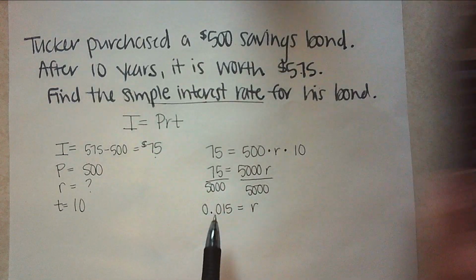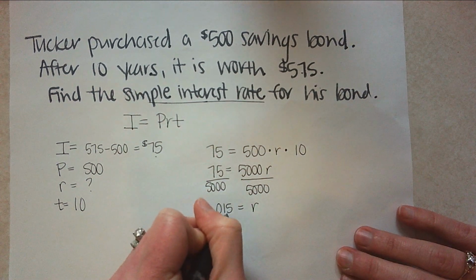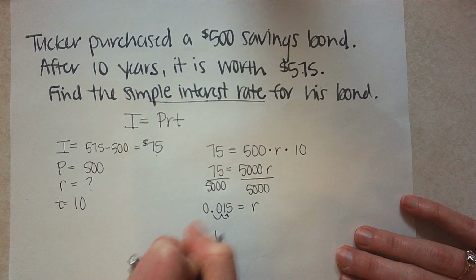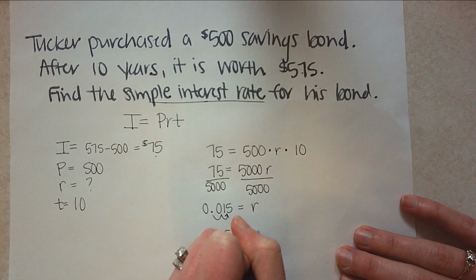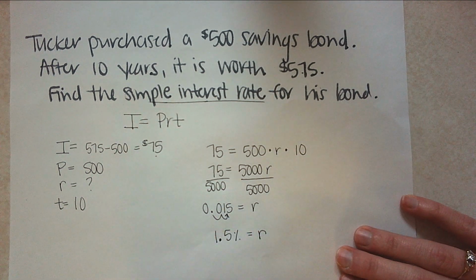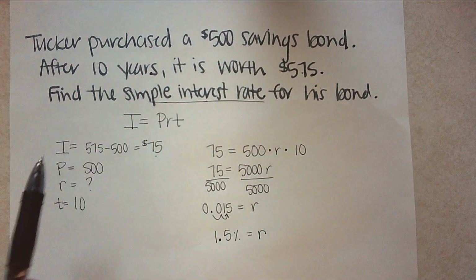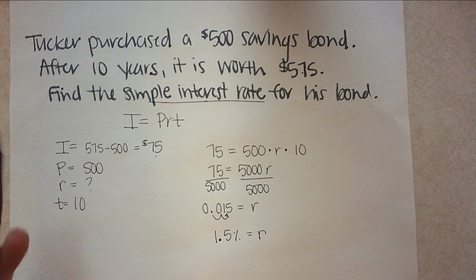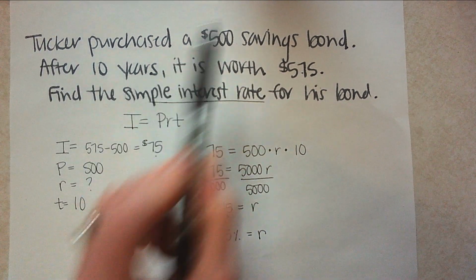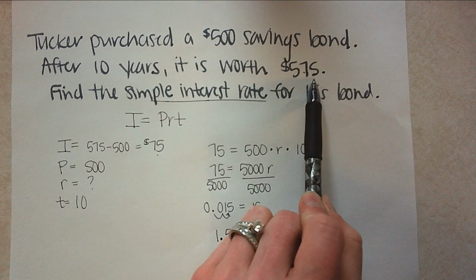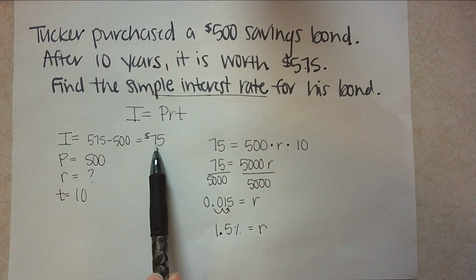Remember that our rates are always written as a percentage, and so we should move that decimal 2 places to the right, and our rate should be 1.5%, or 1.5% interest rate. So Tucker got a 1.5% interest rate. After 10 years, his $500 turned into $575 because he earned $75 in interest.